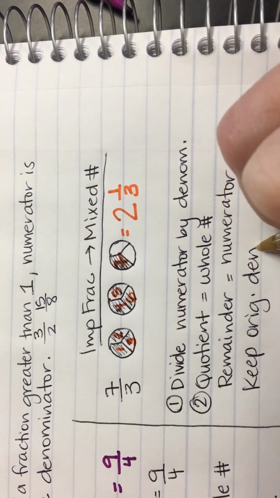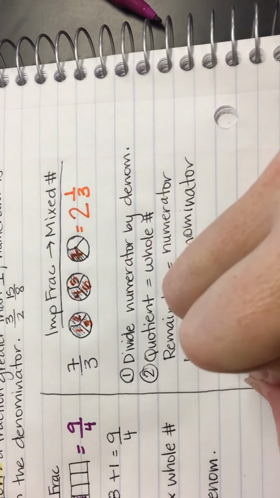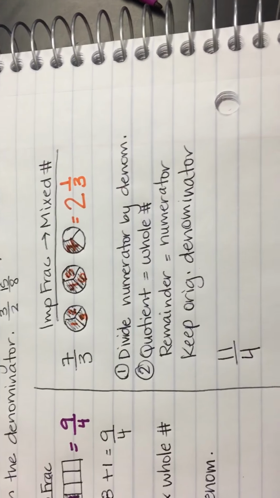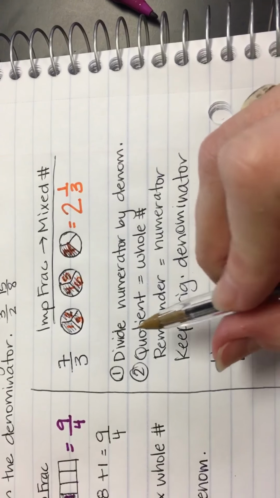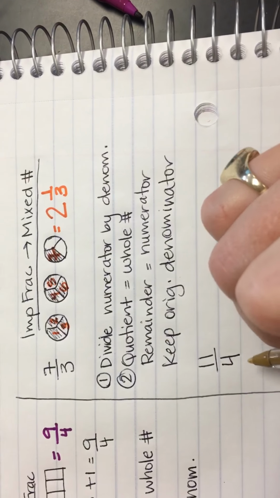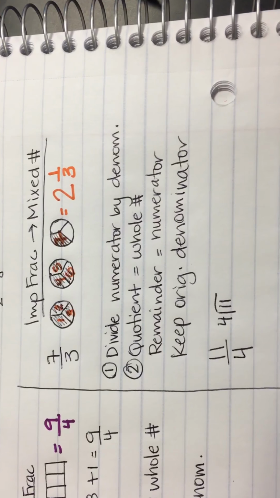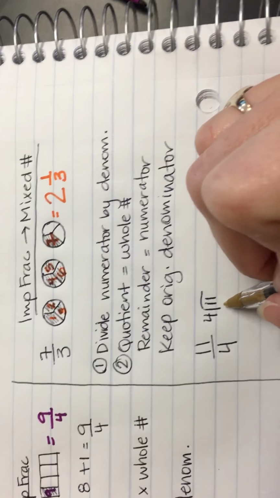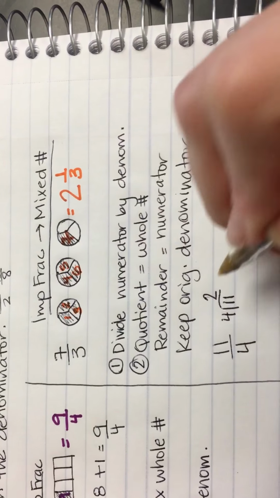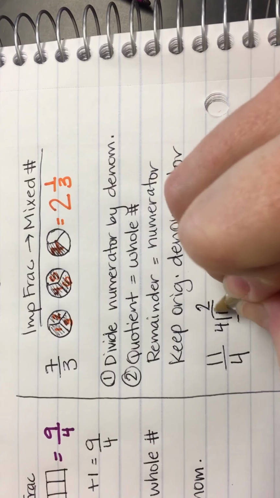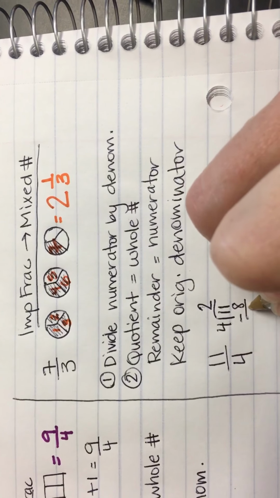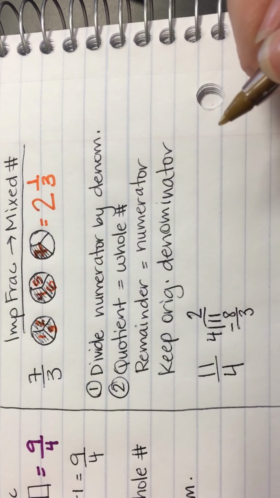So we're going to do two examples of this. We're going to do 11 over 4. So the rule says you divide the numerator by the denominator. So we're going to divide 11 by 4. Well, 4 will not fit into 11 perfectly, but it will go 2 times. And 2 times 4 is 8, and so that leaves me with 3.